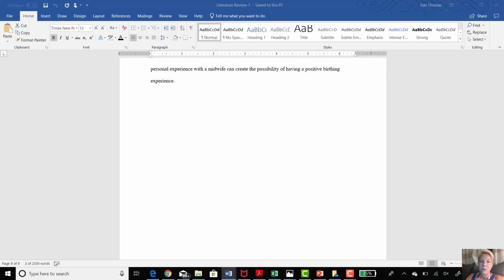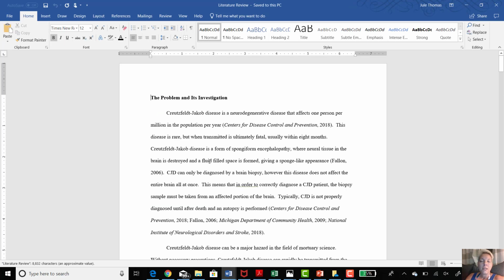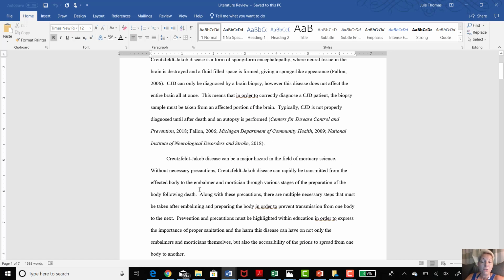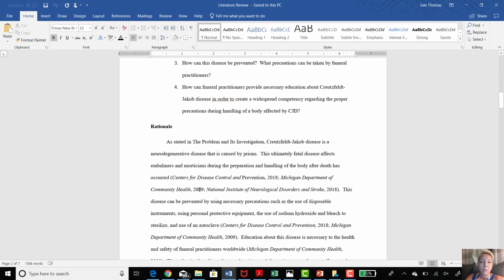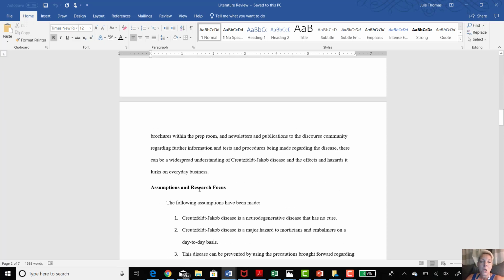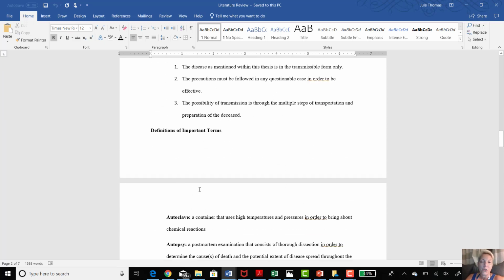Whereas with this student example from mortuary science, which is talking about Creutzfeldt-Jakob disease, a degenerative disease that occurs in morticians who work with flesh that has a particular kind of bacteria in it. And so as you can see, again, the student follows the introduction template and has a nice list of their problems, their citations, their assumptions and limitations and terms.